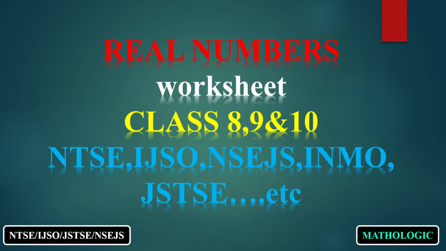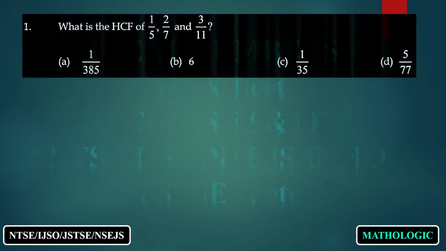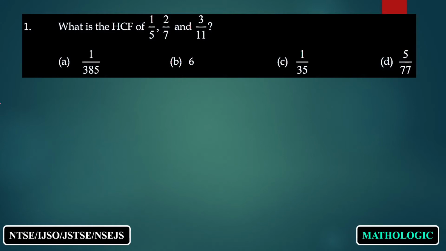Okay, so the first question which appears on the screen is, what is the HCF of 1 by 5, 2 by 7 and 3 by 11?